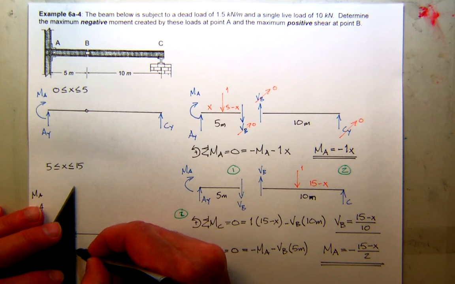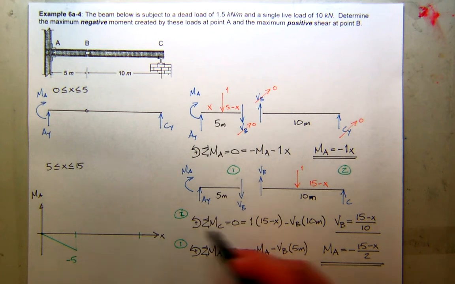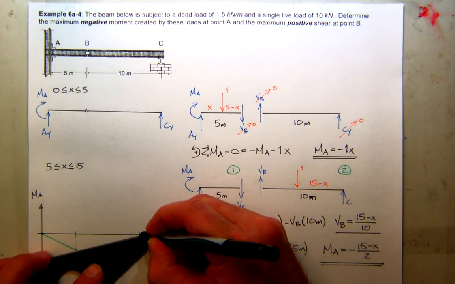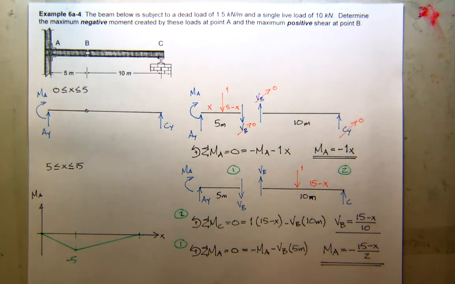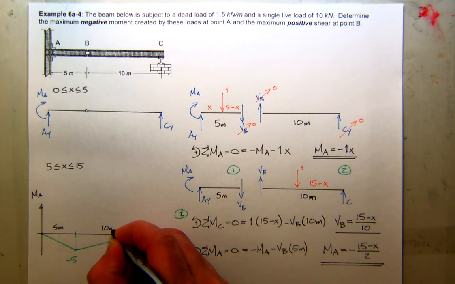And then from 5 to 15, I plot this equation. You put in x equal 5, what do you get? 10 over 2, which is minus 5. It matches. And then if I go all the way over to 15, it's what? 0. So there's my influence line for the moment at A. And just to put the dimensions on there, don't forget this is 5 meters and 10 meters.